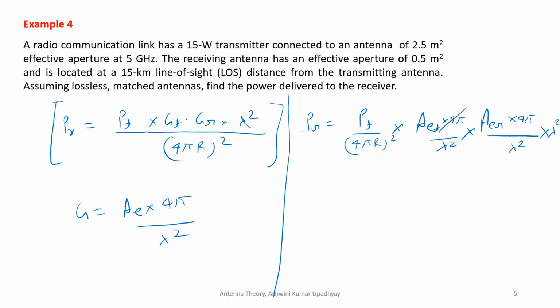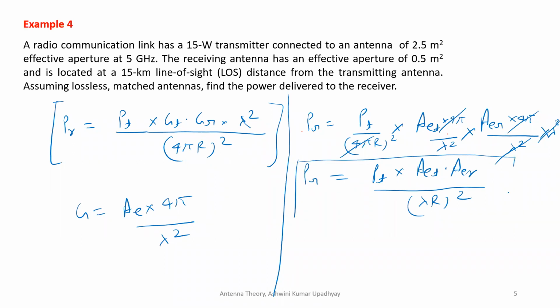As you can see, this 4 pi is going to be cancelled with this 4 pi square. One of the lambda square will be cancelled out with lambda square, and we will be left with PT multiplied by AET into AER divided by lambda into R whole square. So this is the expression of received power in terms of effective aperture areas of both the transmitting and receiving antennas. So you just have to put all the values. You already have all the values.